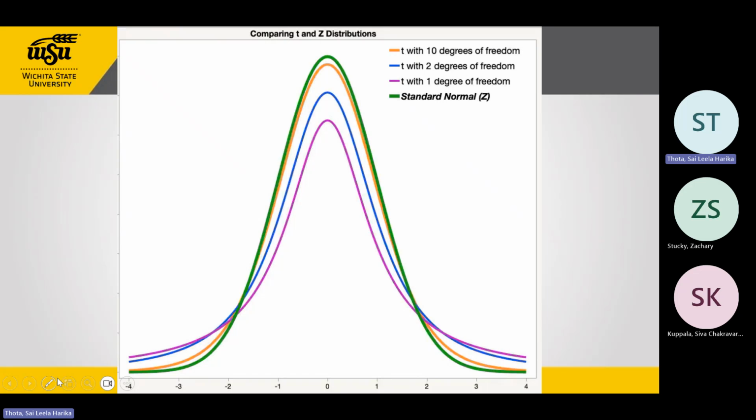So if you observe this graph, there are different t values, like t with 10 degrees of freedom, t with 2 degrees of freedom, t with 1 degree of freedom. But they are in the same shape and they fall in the same region. So even though there is freedom for the variables to change, they all fall at the same place. If you observe green, orange, blue, and pink, even though there are different values, the mean will fall at the same place. So that is what the degree of freedom means.